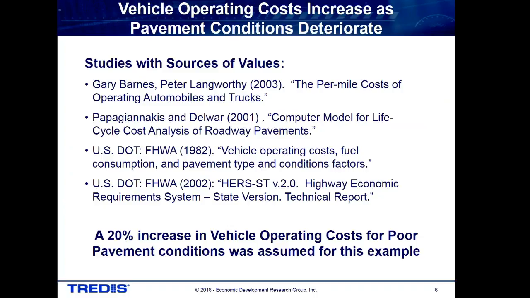One additional piece of information necessary for the analysis is the additional costs imposed by deteriorated pavement conditions on vehicles. Here on this slide there are several different estimates of vehicle operating costs associated with poor pavement condition from a variety of published studies and technical reports. Just to simplify this example, we used a 20% increase estimate in vehicle operating costs to account for poor pavement conditions.